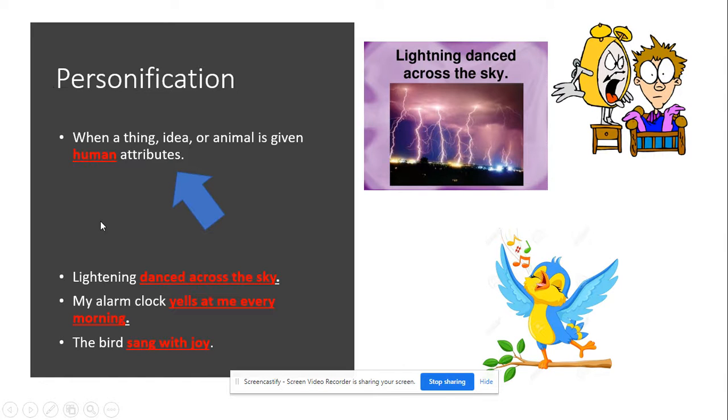So let's look at some of these examples. Lightning danced across the sky. Lightning doesn't really dance, but they're using personification to illustrate how it might look like it's dancing across the sky. My alarm clock yells at me every morning. Now, we know that our alarm clock does not really yell at us per se, but it makes a loud sound, almost like it's yelling at us. The bird sang with joy. So you could see here the bird singing and the music notes coming out. These are examples of personification. So you will choose one of those and copy it into your box.